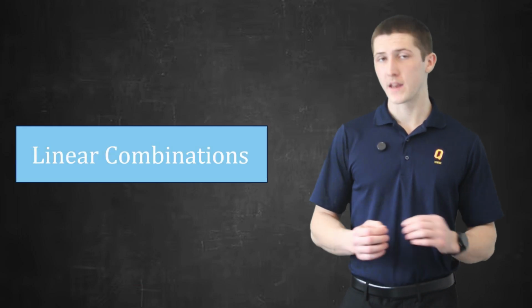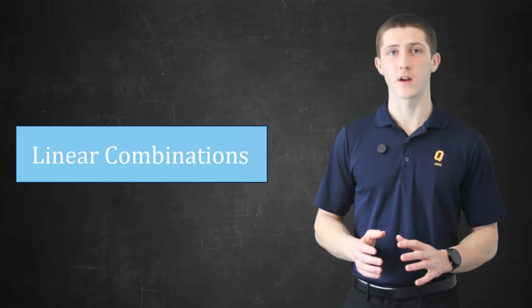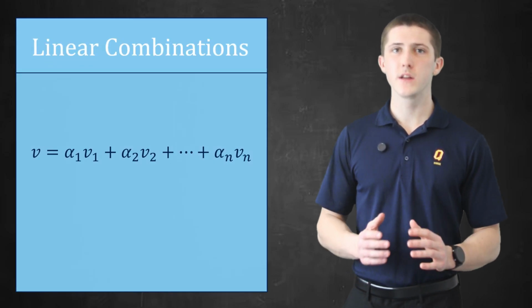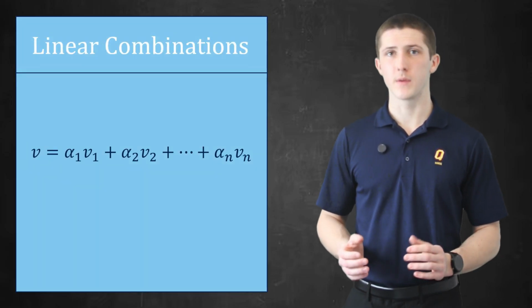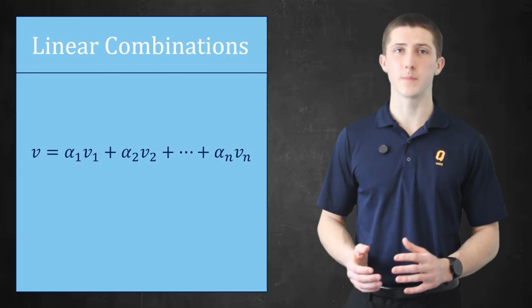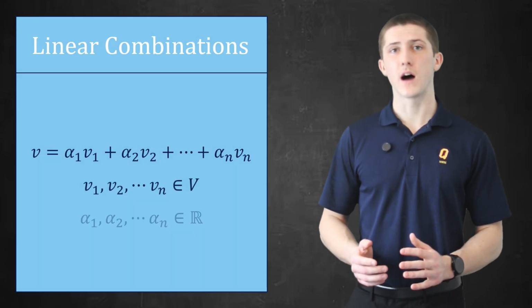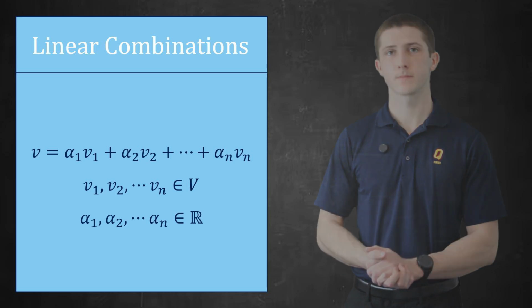If we're combining vectors in linear algebra, then we're making linear combinations. A linear combination is any vector that can be written in the form alpha1 v1 plus alpha2 v2 and so on up to alpha n vn, where the v's are vectors in our set and the alphas are real numbers.